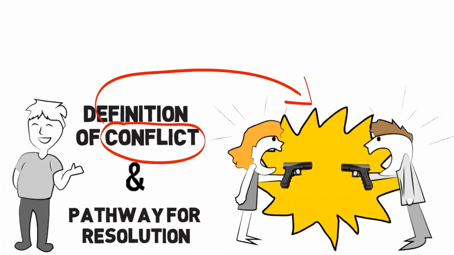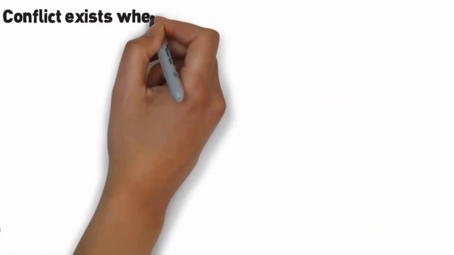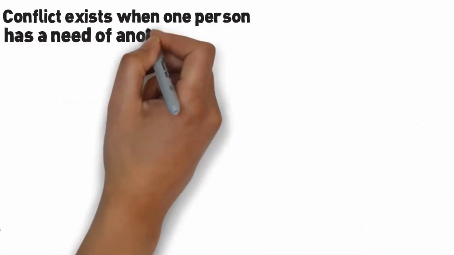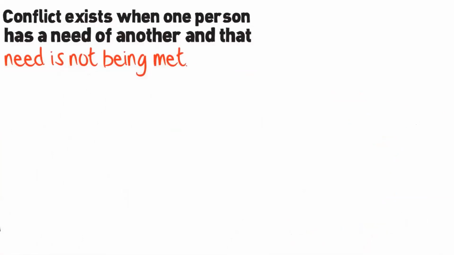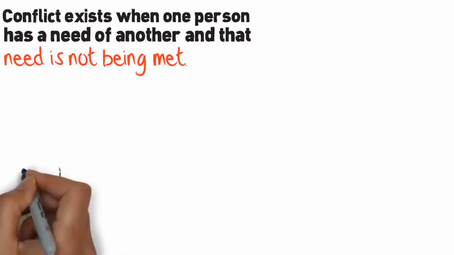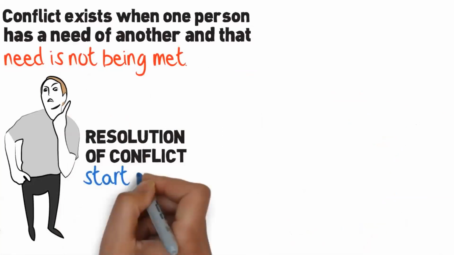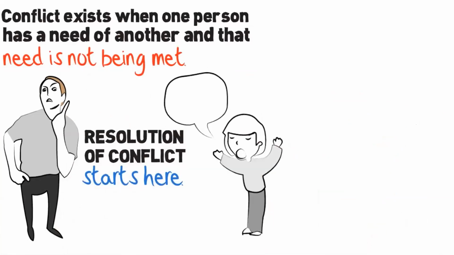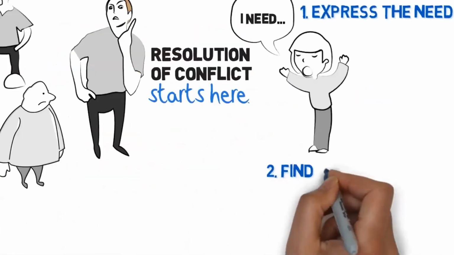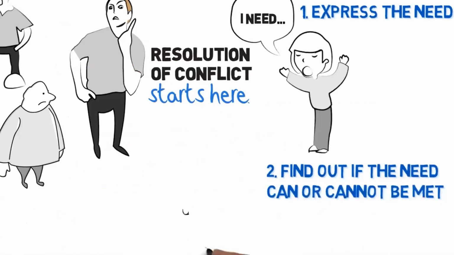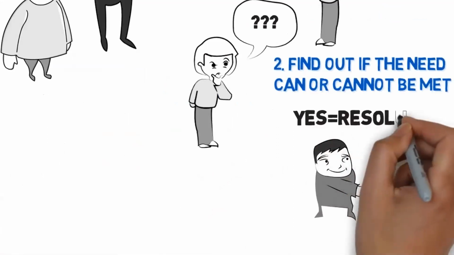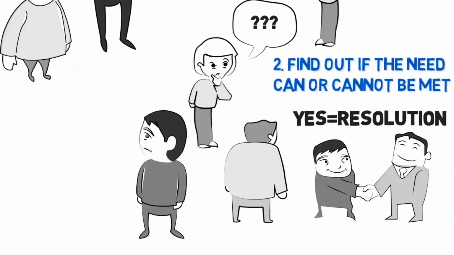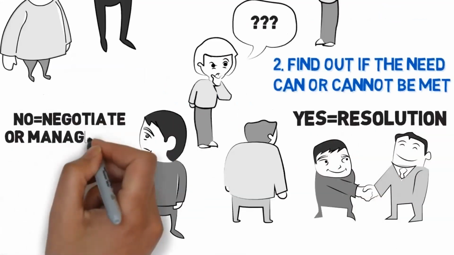So here's the definition. Conflict exists when one person has a need of another and that need is not being met. Now, don't be fooled by the simplicity of this definition. The resolution of conflict starts from here, and the first step is to express the need. The second step is to find out if the need can or cannot be met. If the need can be met, then we have resolution. If it's a no, then we negotiate to resolve the conflict, or we go into the management of conflict.